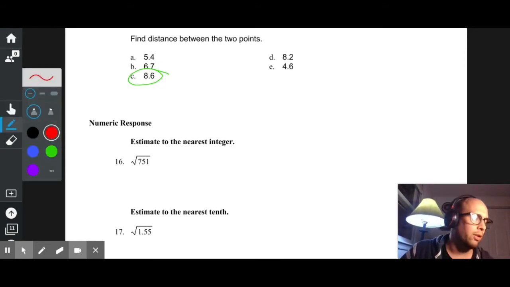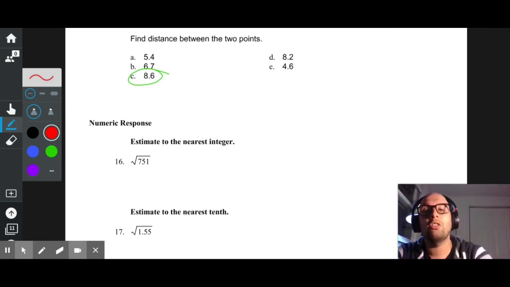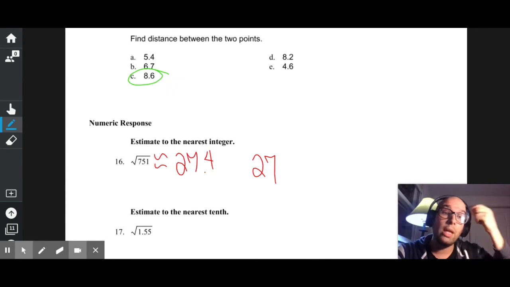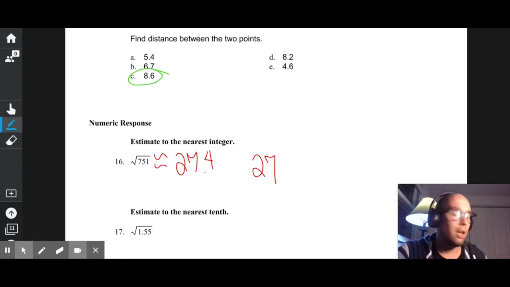I don't know what the square root of 751 is. 751 and take the square root of it is 27.4. Now, if I'm rounding that to the nearest integer, 27.4 is closer to 27. It's in between 27 and 28, but it's closer to 27.